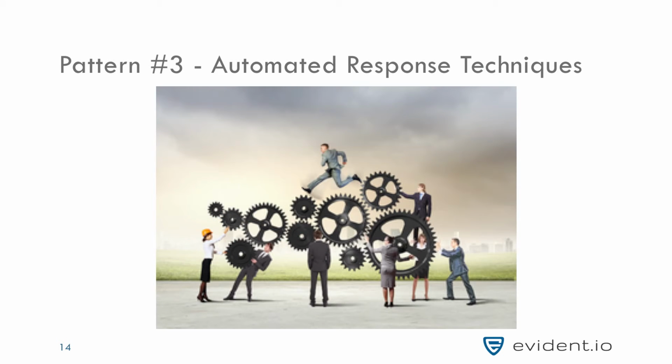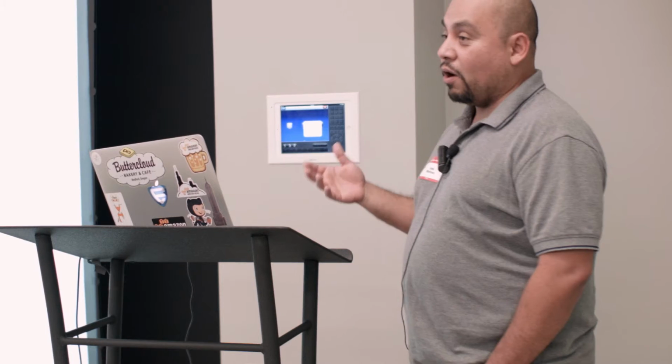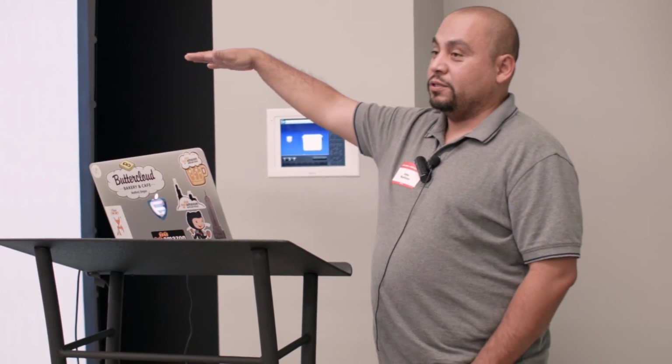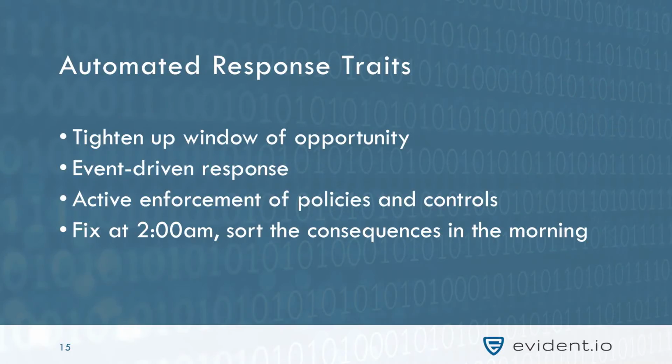pattern number 2. So pattern number 3, this is automated response techniques. Neeraj definitely touched on some of them. I'm going to show you guys a flavor of what I mean by that using our own product, which is one of the strengths that we have, to be able to respond to certain things that happen in your AWS environment.